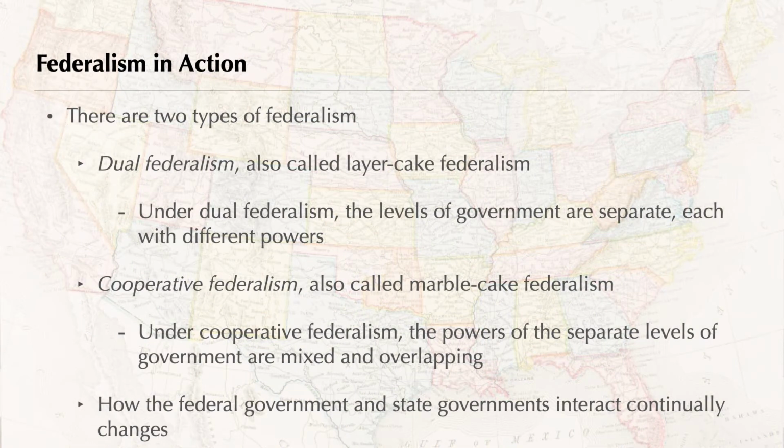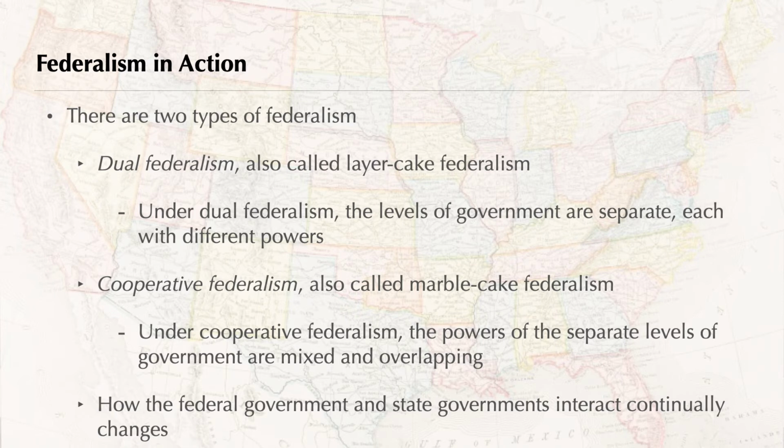Some people think of federalism as being like a layer cake. In this view, layers of government, national and state, are seen as separate with different powers. In action, however, federalism is more like a marble cake, with the powers mixed and overlapping. The way the powers of national government and state governments mix and overlap is not set, but continues to change.